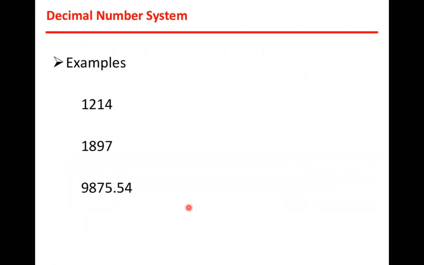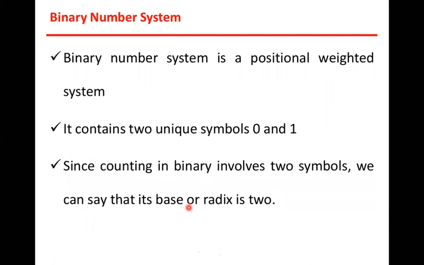These are the basic number system examples: any number, whether a mixed fraction or an integer. That was the decimal number system. Now we are studying the binary number system. The binary number system is a positional weighted system. It contains two unique symbols, 0 and 1.